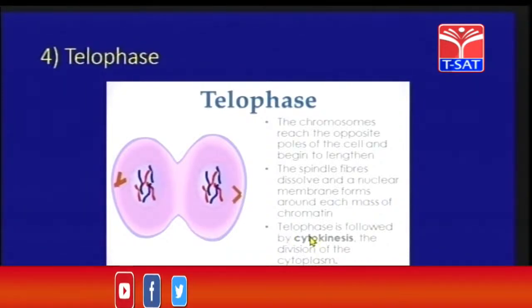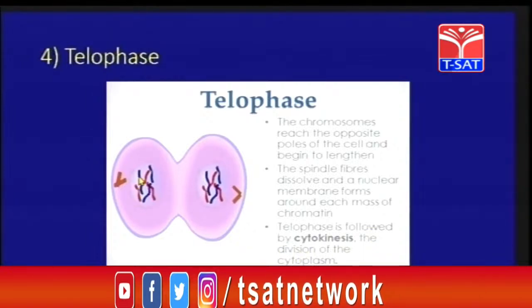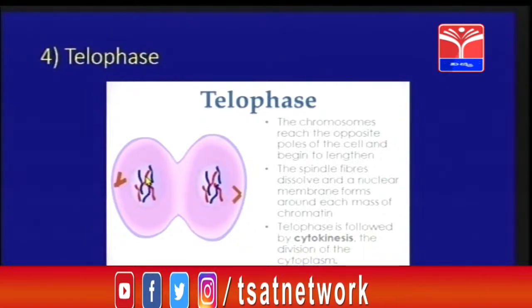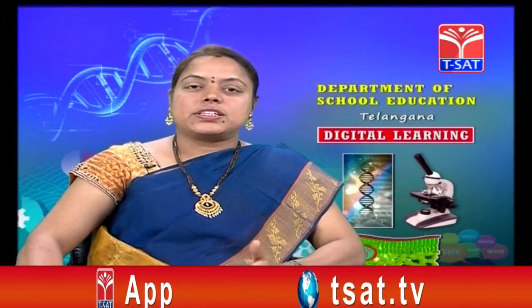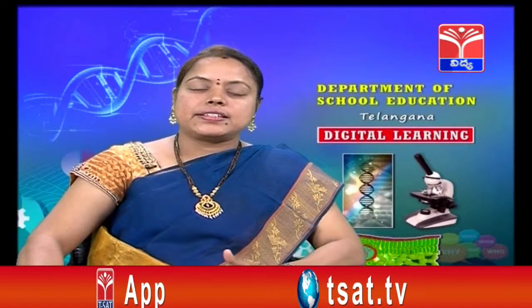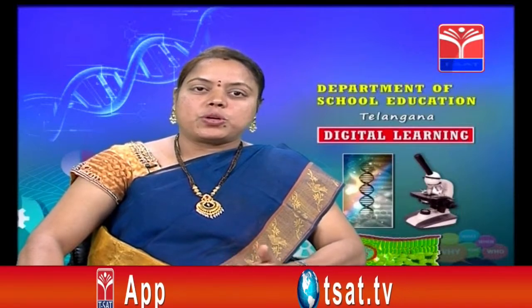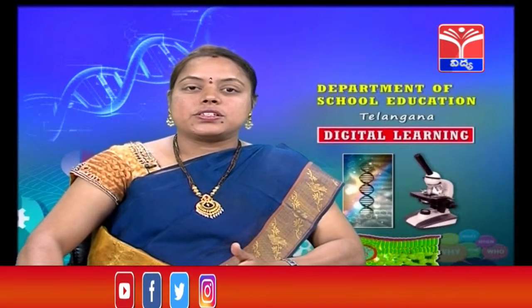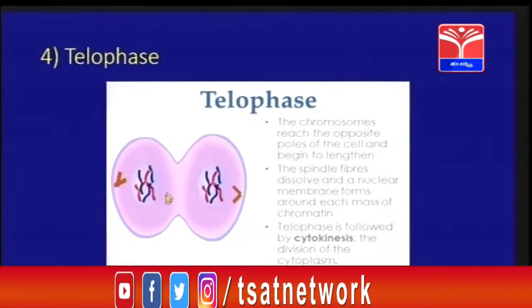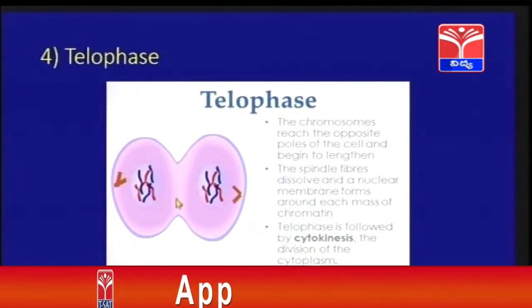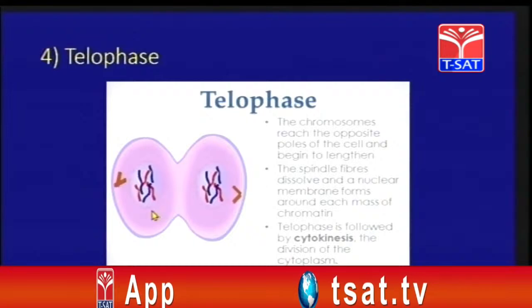Telophase is followed by cytokinesis, the division of the cytoplasm. Children, we have discussed earlier that division of the nucleus means karyokinesis, and division of the cytoplasm means cytokinesis. So, the karyokinesis process has taken place. Now, during the end stage, the process of cytokinesis will take place. That is nothing but the telophase stage showing the cell dividing into two cells.